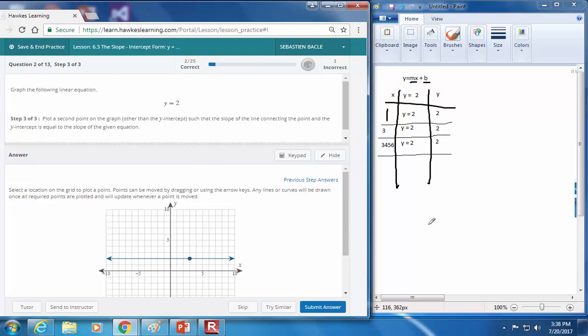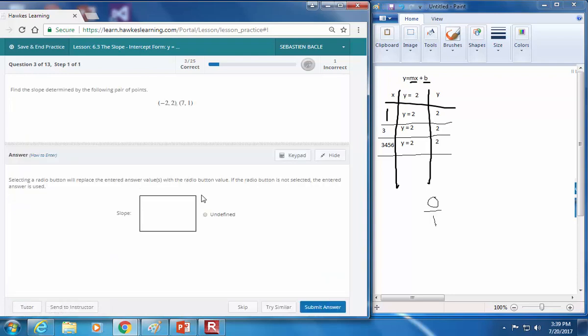You can also think of the rise over run as being a 0 over 1, which means from that first point I go up 0 and over 1. So I don't go up at all, I just go over 1. It's another way to think about it. But when you've got a slope of 0, when you're missing the x, it's always going to be a horizontal line.